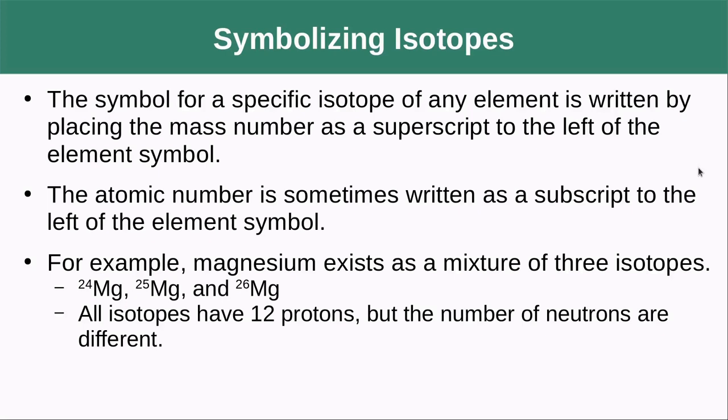So the symbol for a specific isotope of an element is written by placing the mass number as the superscript to the left of the elemental symbol. And I'm going to show you some examples of that. Down here we have magnesium. We have magnesium 24. Magnesium 25, that's going to have one more neutron than magnesium 24. Magnesium 26, it's going to have two more neutrons than magnesium 24 and one more neutron than magnesium 25. But all of these are all going to have the same 12 protons.